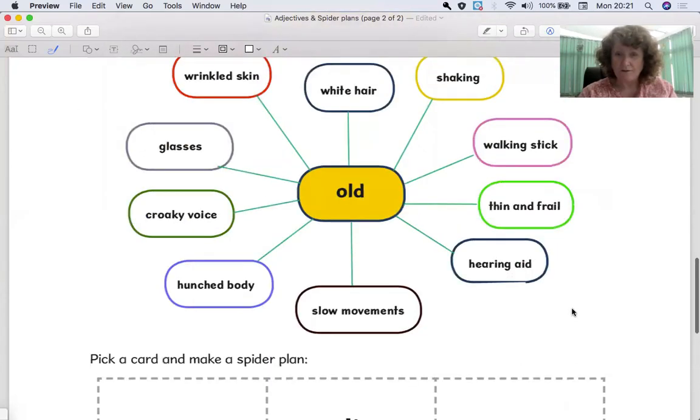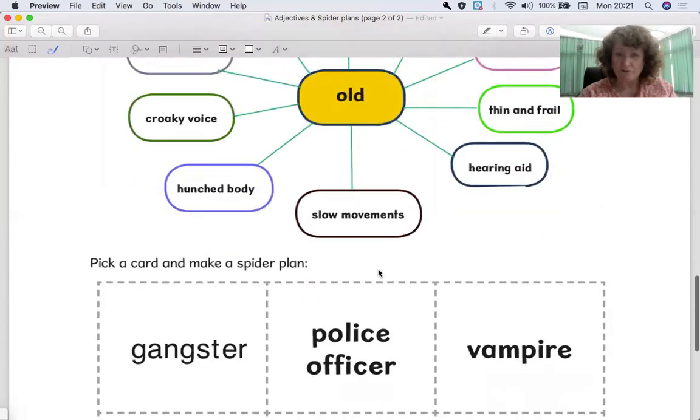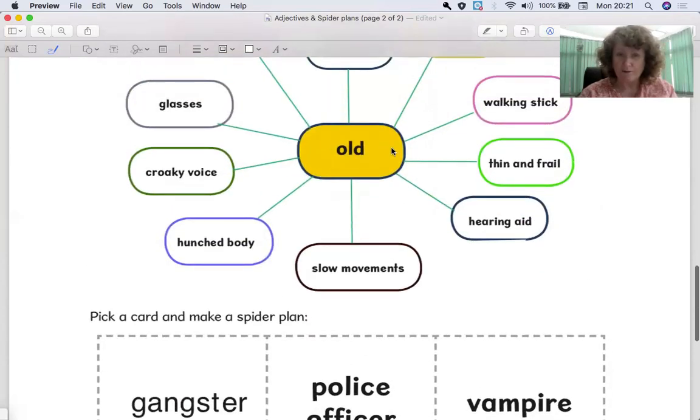So what you need to do once you've chosen one of those is put the word in the middle like that, and then think of all your ideas like this. So you put a stick or line out like that, and you put a word or a couple of words there. So a gangster, what would they be wearing? You know, what would they have in their pockets? How would they be behaving? What else would they look like? What would their hair be like? You know, what kind of clothes would they be wearing? All those kind of things. How would they behave? Would they be confident? Would they be shy?